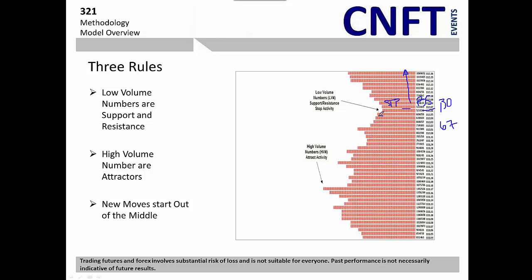What you find in auction market theory is that the market comes down until the seller is no longer willing to sell it, and it comes up until the buyer is no longer willing to buy it. And at this point, one commercial order can upset the balance. So your new move starts off this high volume number, right off that attractor, and the disruptor, or the one that upsets the equilibrium balance, is one large commercial order.